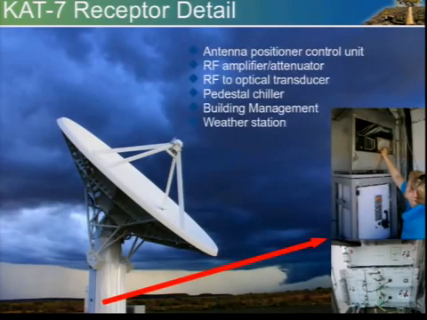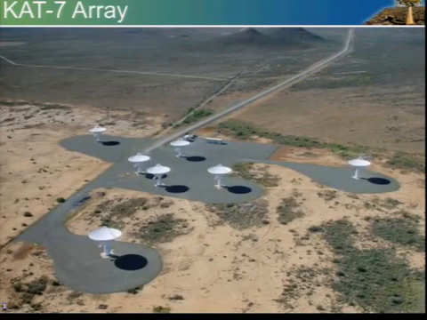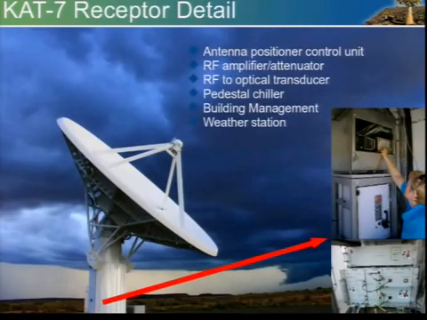And inside the pedestal, we have a positioner, which actually moves the antenna. We have some more radio frequency stuff, and we have a radio frequency to optical transducer, which turns the electric signals into optical signals that we send along fiber optic to the central processing area. And this little block at the base of the antenna is a chiller unit, which creates chilled water, which is used to keep everything cool.